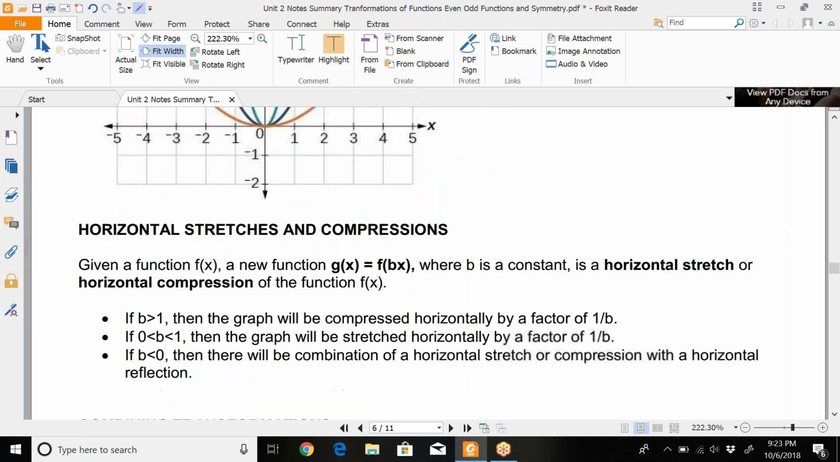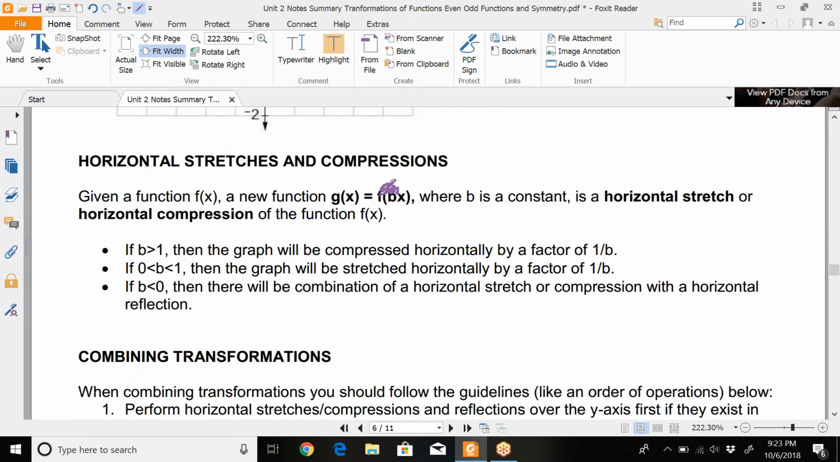And then this is the formula. So the b is inside the function this time, not outside. If the b is greater than 1, then you compress horizontally by the reciprocal of that. So if it's 2, it'd be 1/2. If it's 3, it'd be 1/3. If between 0 and 1, then you're stretching horizontally by that reciprocal. And then if it's negative, you also have a horizontal reflection.